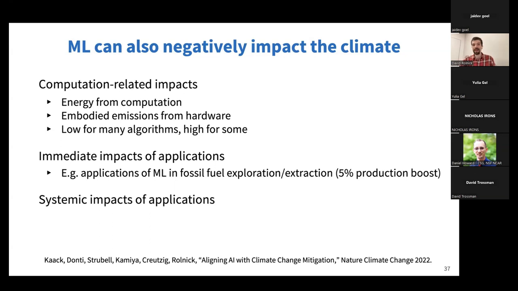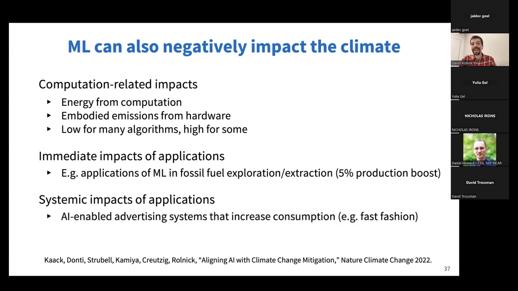And there are systemic impacts of applications as well. There are AI-enabled advertising systems, which are pretty much all of the advertising that you will encounter on the internet these days. Most of it's using AI, and that is designed specifically to increase consumption, or at least increase purchasing of certain items. And that is having a significant impact, doubtless, on industries like fast fashion, which are extremely unsustainable, and fast fashion in particular is the third biggest contributor to climate change after agriculture and construction.